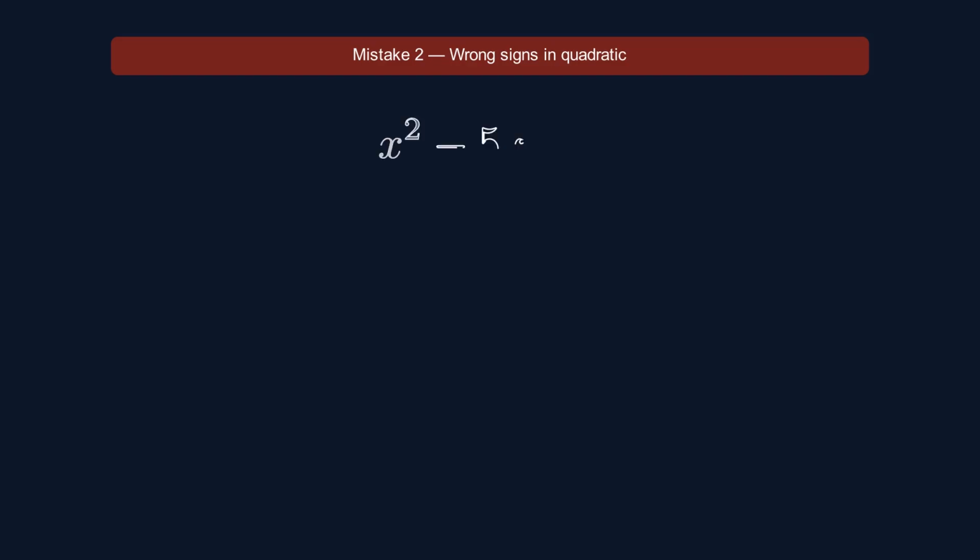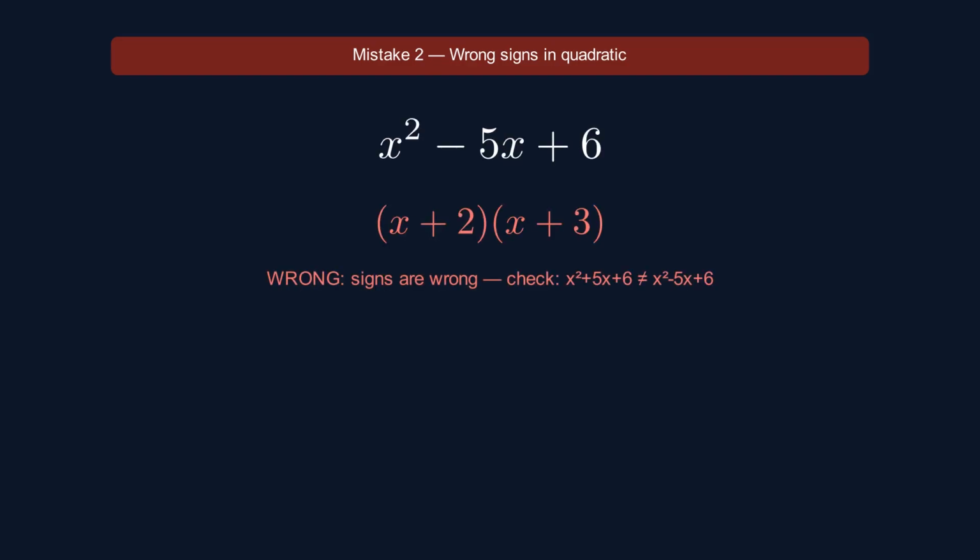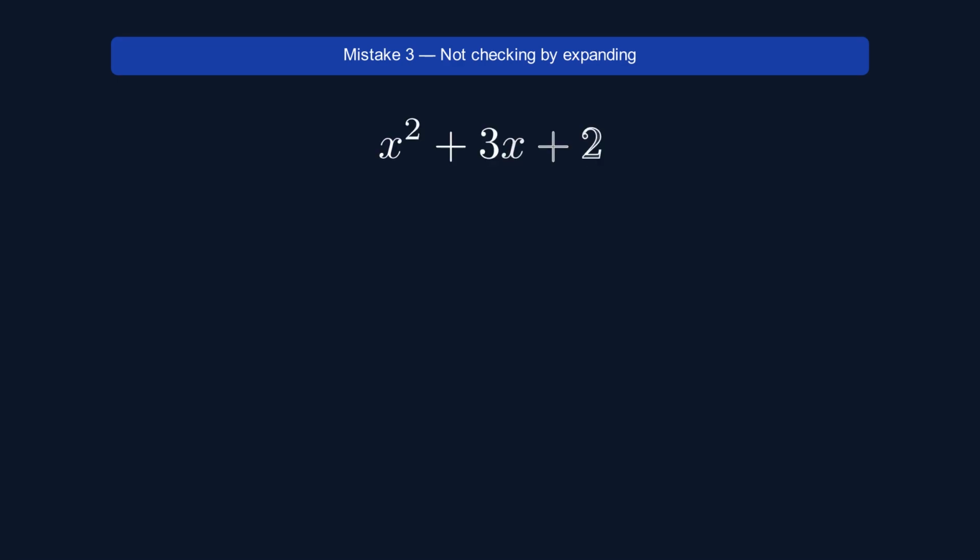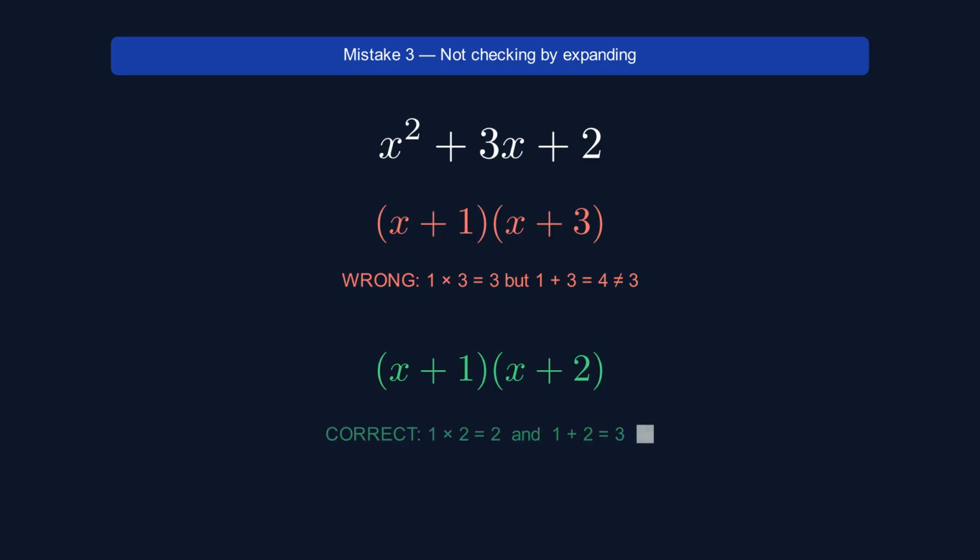Mistake 2. Sign errors when factorizing with negatives. Always remember that a negative times a negative is a positive. A negative times a positive is a negative. Mistake 3. Always check by expanding it back. Do not assume. Confirm your answer.